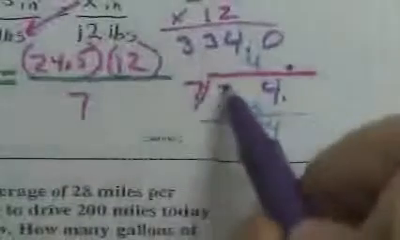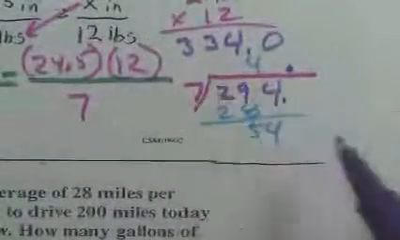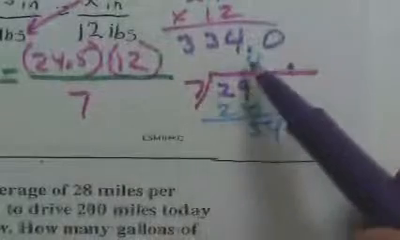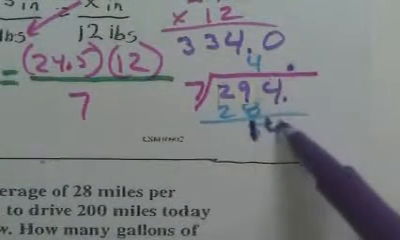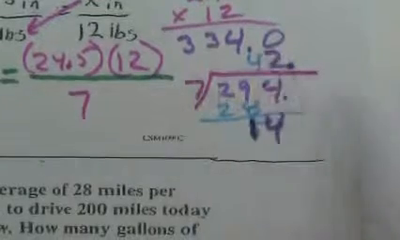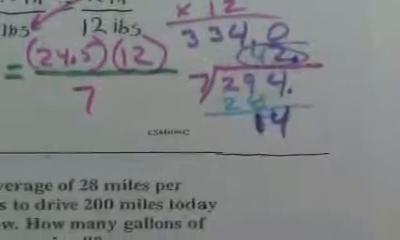Actually, this is 294. But it still goes in 4 times. That's 28. Leaves you with 1 left over. Bring down the 4. 7 goes into 14, 2. 42. And if you look at your answers, it's letter C.